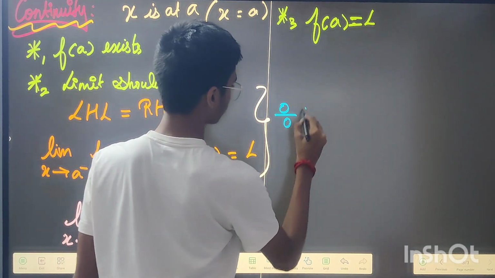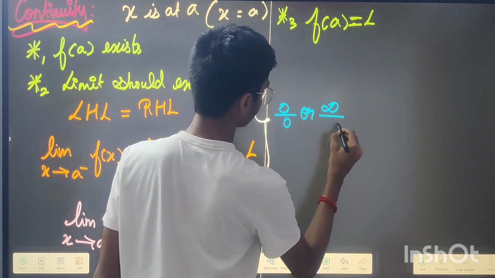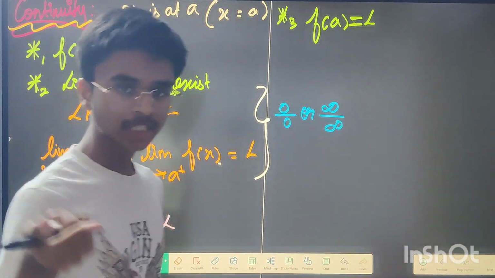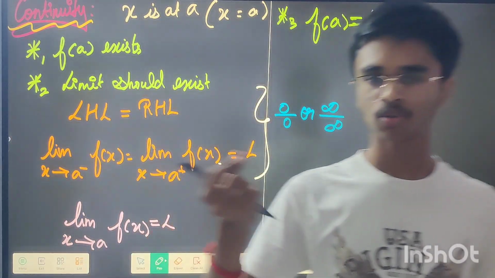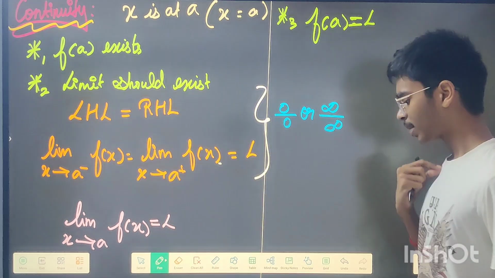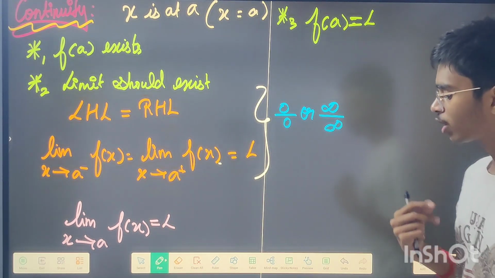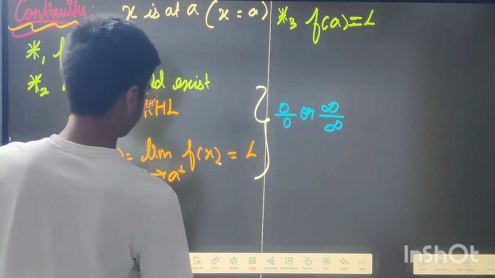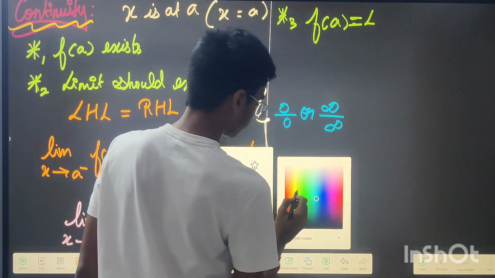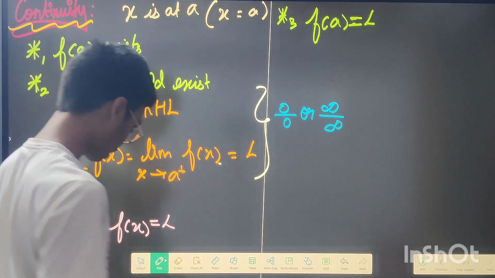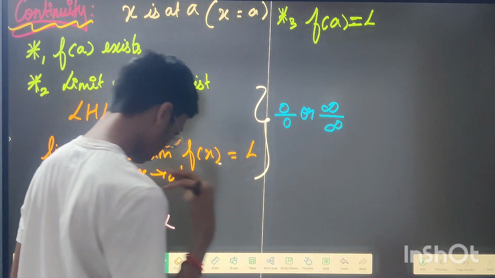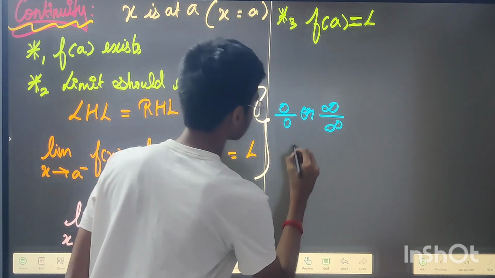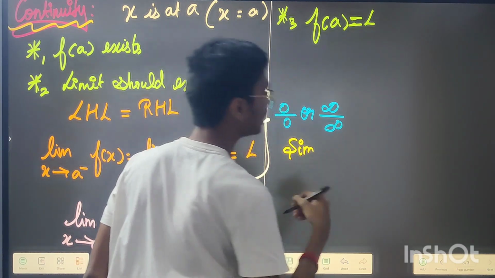0 by 0 or infinite by infinite? If this is 0 by 0 or infinite by infinite, then we have to use some other methods in order to simplify it. What are they? Namely, we can just simplify the equation, simplify the function.